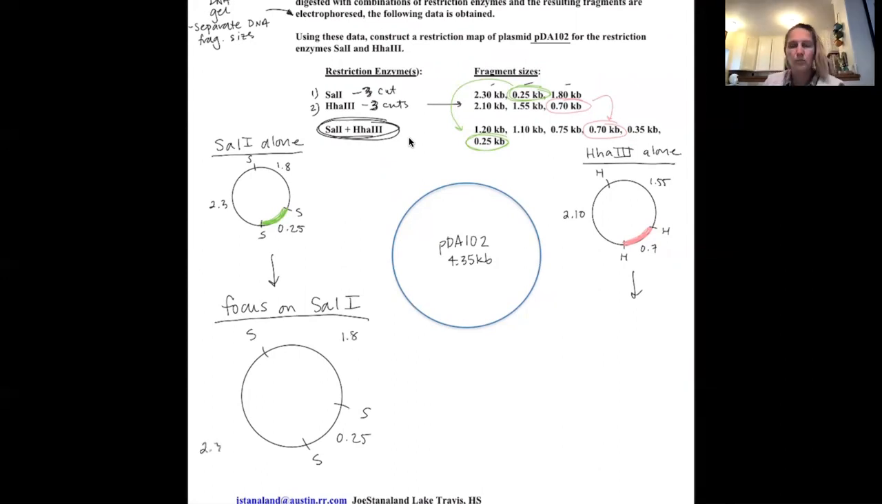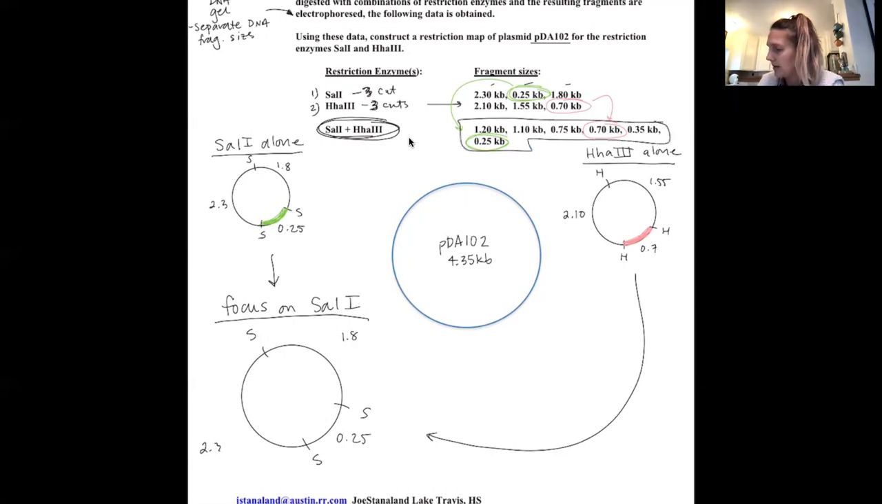2.3. Now, we have to figure out how these HHA sites can fit into this, right? We know that there are going to be three additional HHA sites, and we can actually count the total base pair fragments up here, and that gives us six. So we know that there are six sites, three from SAL and three from HHA. Four, five, yep, that's correct.